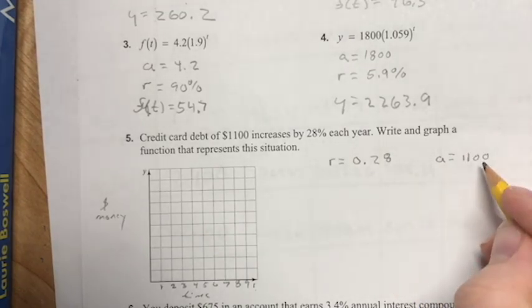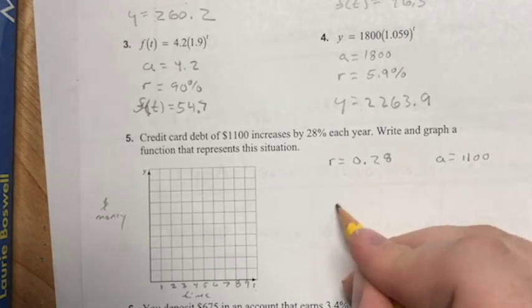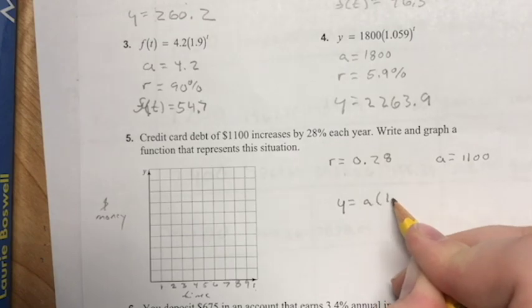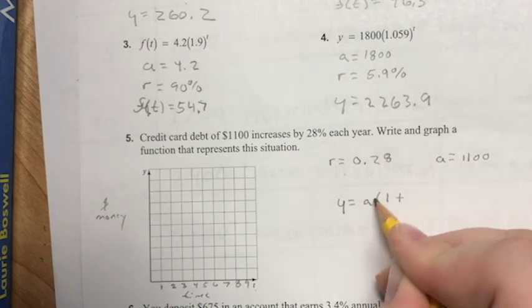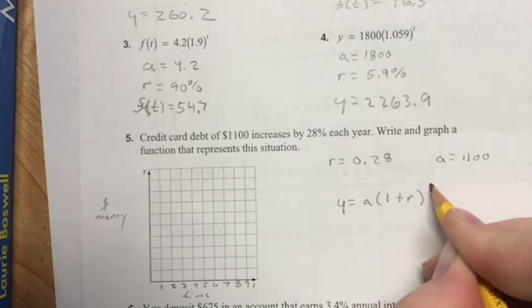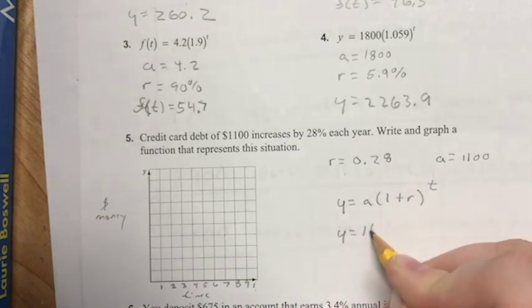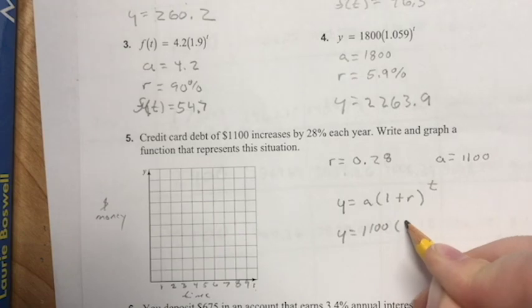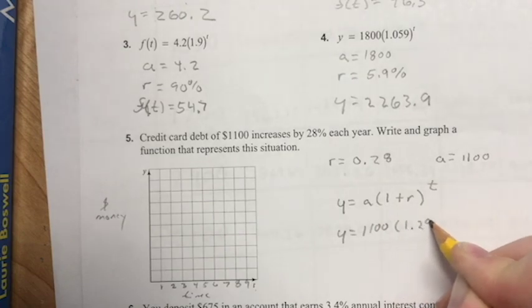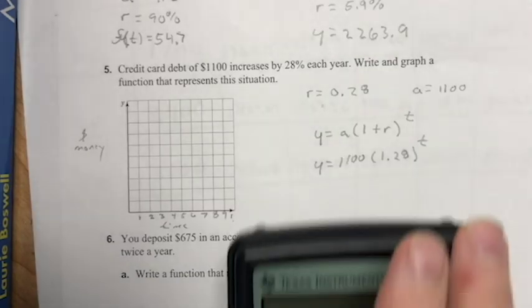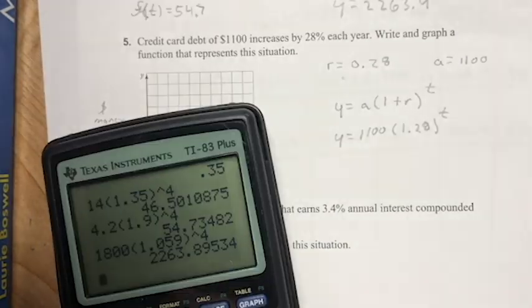All right, now that I know that, it's just a matter of plugging things in. Y is equal to A times 1 plus R raised to the time. So let's just plug everything in. We're going to have 1,100 times 1.28 because 0.28 plus 1 is that, and then we're going to leave time. Now, I feel a little bit lazy. I'm going to use my calculator to help me out the rest of this.